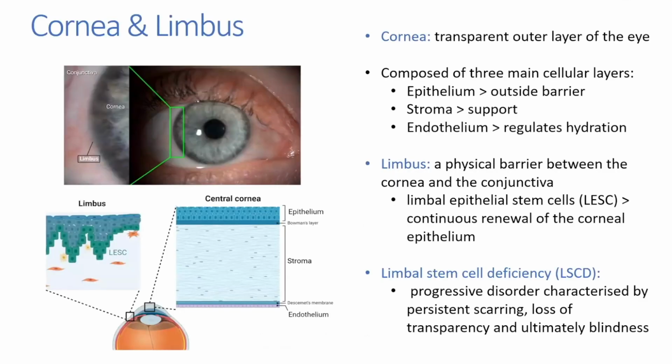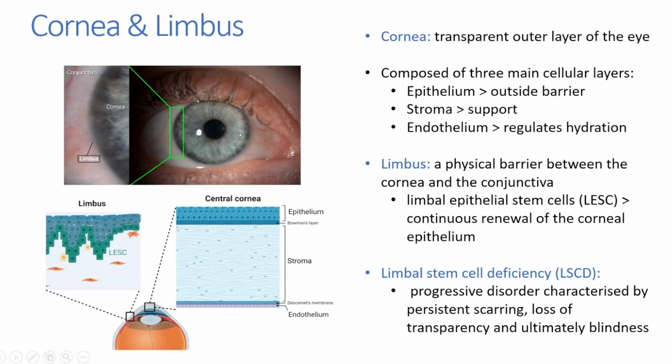So a little bit of background. The cornea is the outside transparent layer of the eye that covers the eye. At the very edge, we have the limbus, which is a kind of ring around it. And outside of the ring, you have the conjunctiva, which is not transparent. So the limbus actually works as a barrier to separate the transparent cornea from the non-transparent conjunctiva.